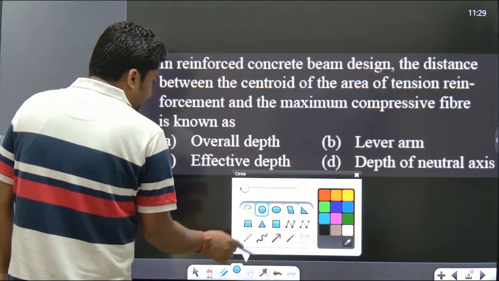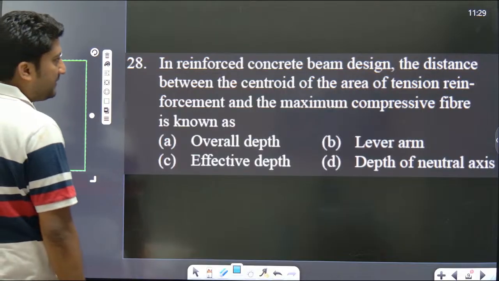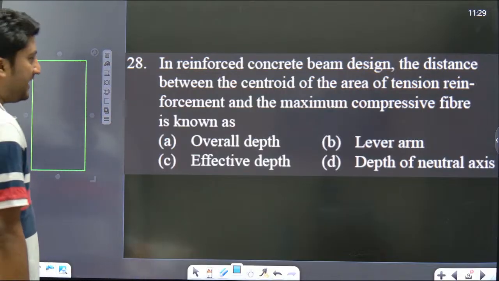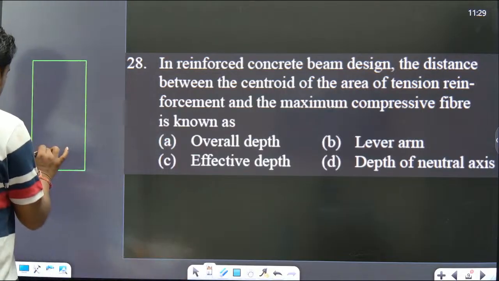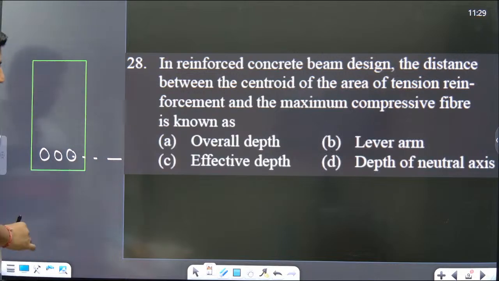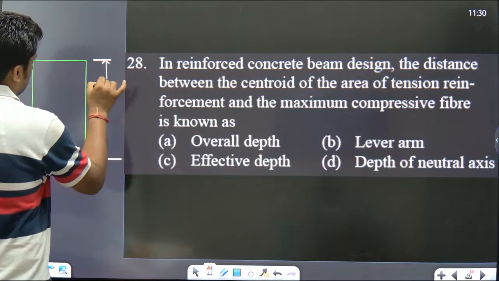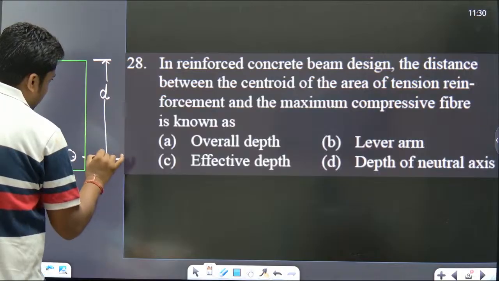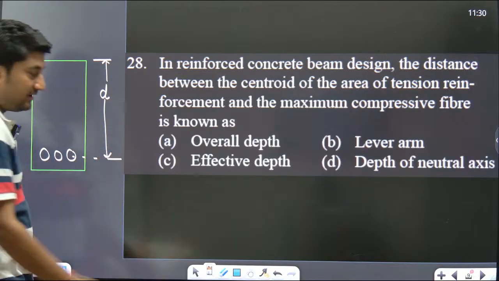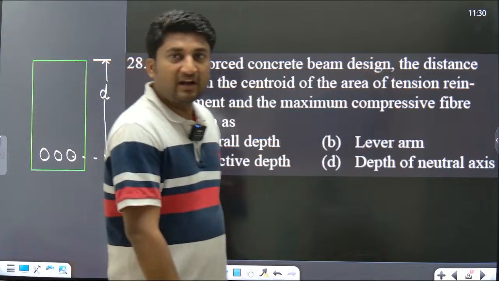Now listen. In reinforced concrete beam design, the distance between the centroid of the area of the tension reinforcement, these are tension reinforcement, and the maximum compression fiber is this much. And this distance is known as effective depth. Option C is the correct answer. Please don't be confused with lever arm. It is not lever arm. Understood?